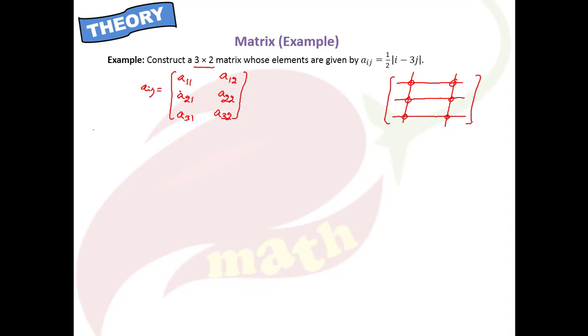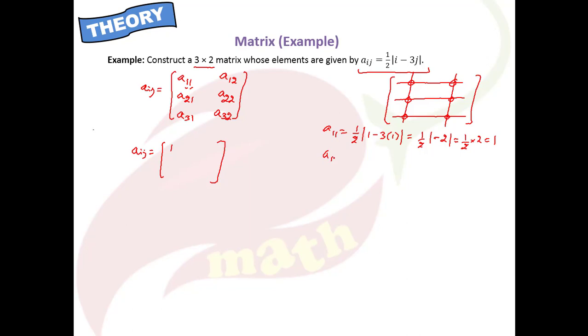Okay. Now, how to find these elements? As these elements are given by this relation, we'll put values of i and j. In this case, to find A11, we'll put i equal to 1 and j equal to 1 in this, and we'll get A11. So A11 is equal to half modulus of 1 minus 3 into 1. This is equal to half modulus of 1 minus 3, that is minus 2. Modulus of minus 2 is 2. So 2 by 2 is 1. So our A11 is equal to 1.